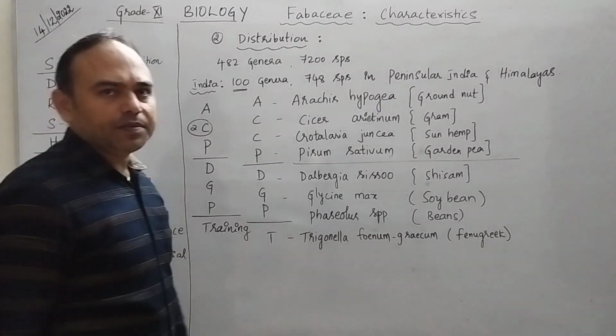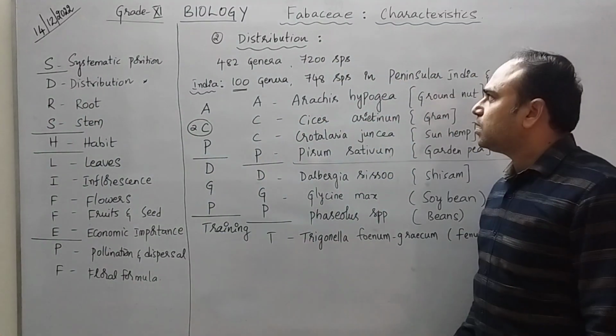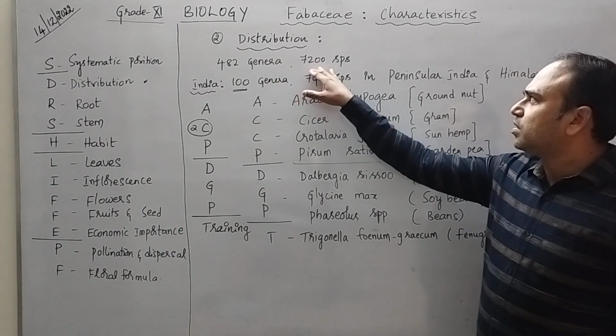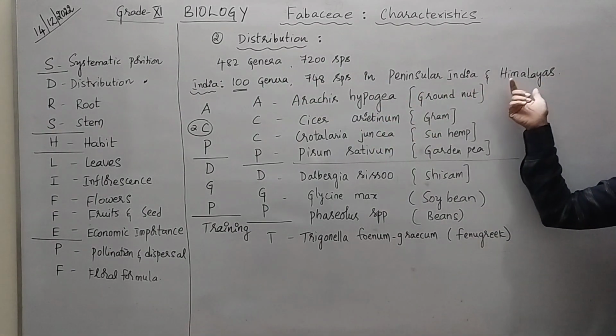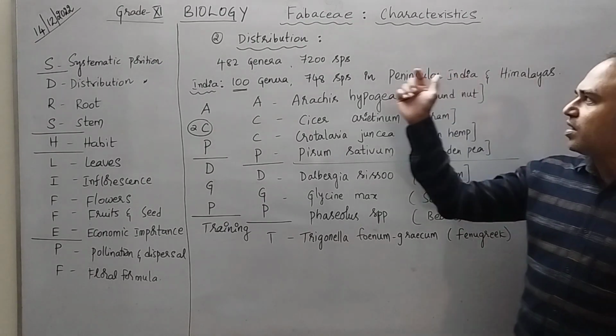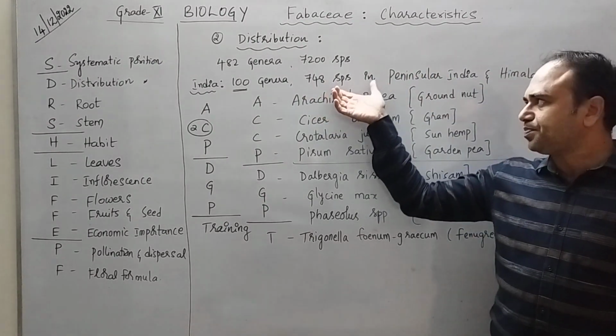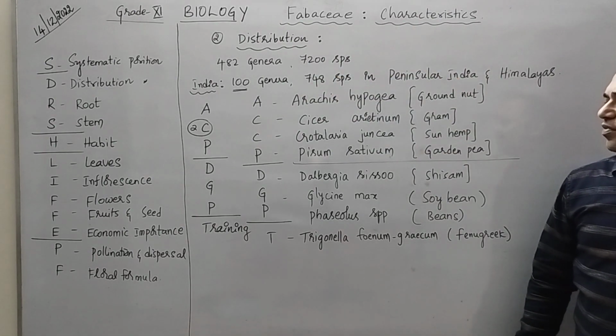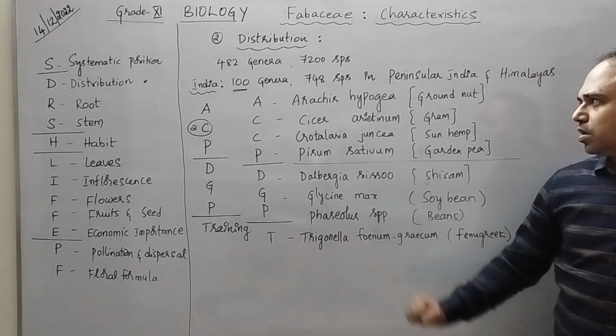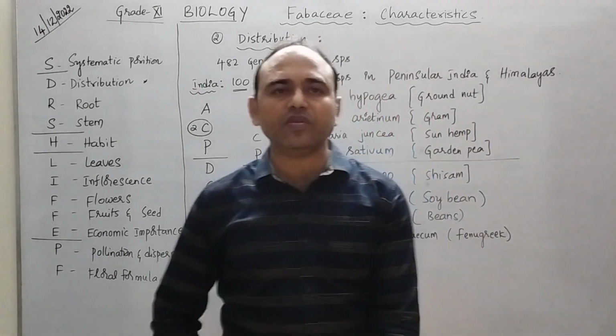In the distribution, all over the world we can see approximately 482 genera and 7,200 species. And in India, in peninsular India and the Himalayas, we have 100 genera and 748 species. This is about the distribution of the Fabaceae family. And we have some examples given in the book. Let us remember again how to write this.